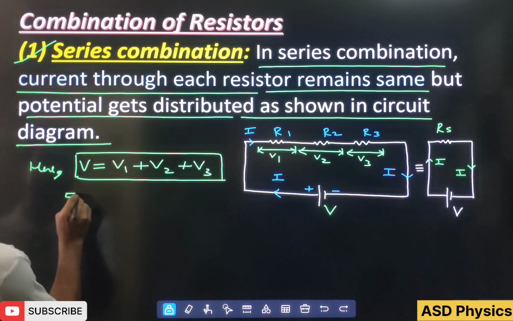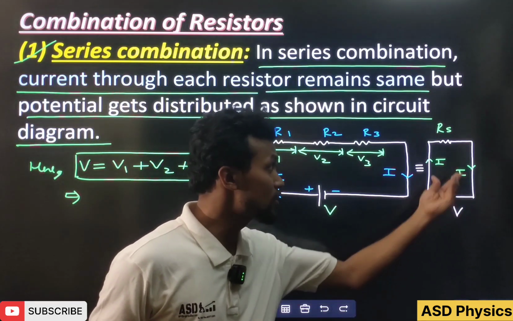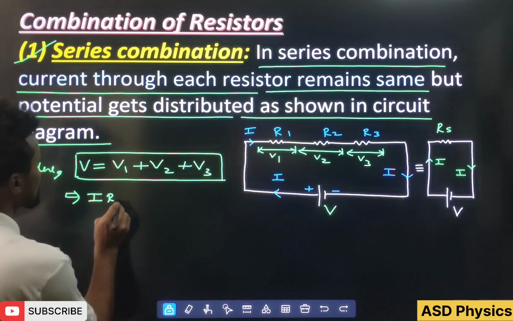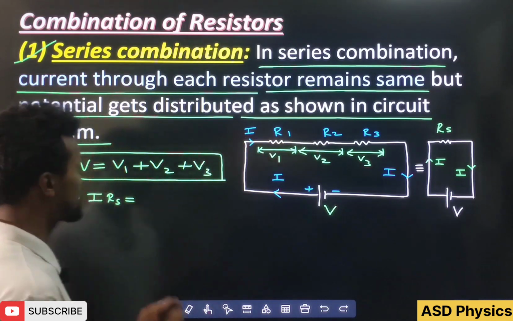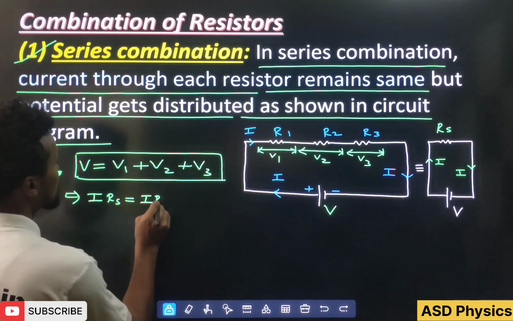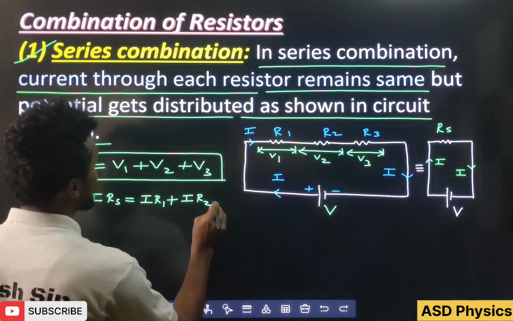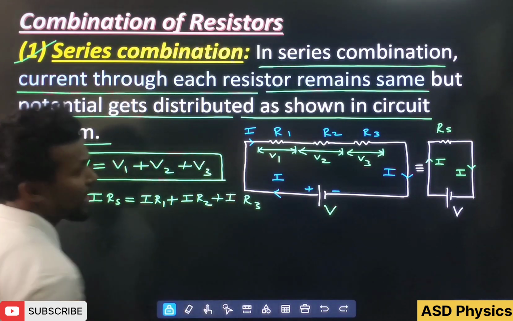Okay, after that, kindly put in the values. What is V? From the Ohm's law we write V equal to I into RS. So IRS is equal to, what is V1? Current is I, resistance is R1, that means IR1. Similarly, what is V2? Current is I, resistance is R2, IR2. Similarly, current is I, resistance is R3, IR3.